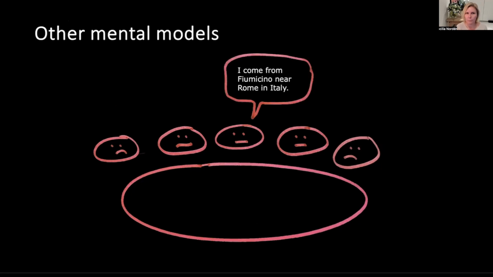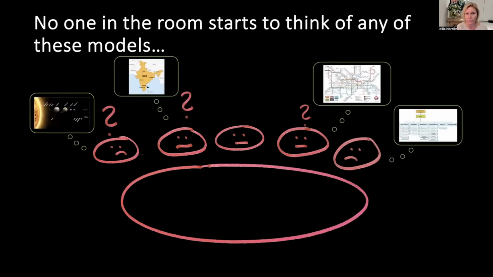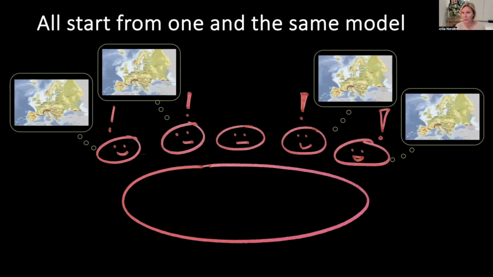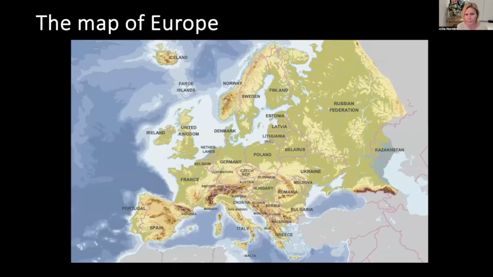But there are other mental models out there. We've all been in this situation: we're presenting ourselves. Here's one saying, I come from Fiumicino near Rome in Italy. Hopefully no one in the room gets any odd pictures in their mind. Hopefully they all start from one and the same model. They start with the map of Europe.